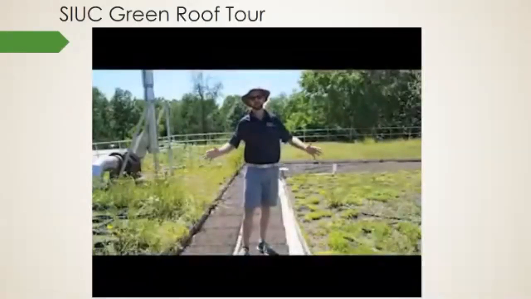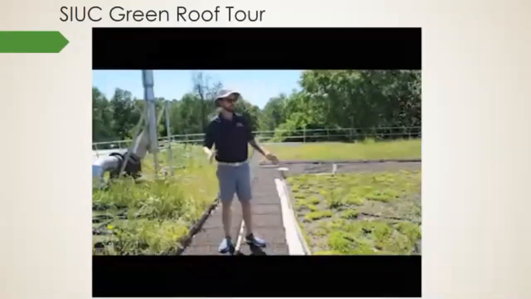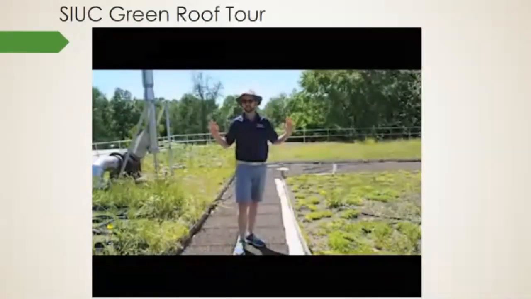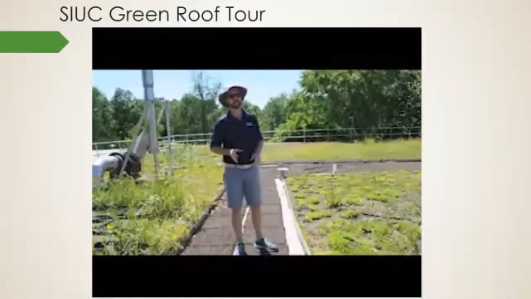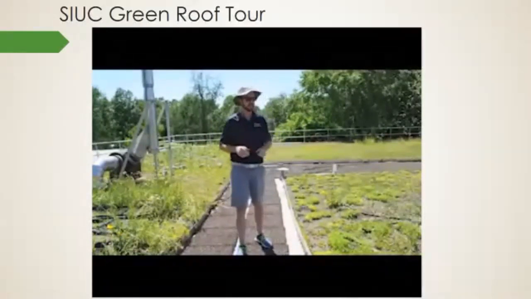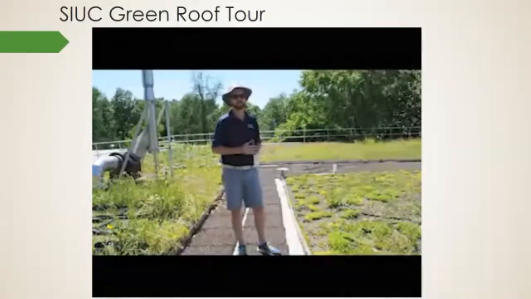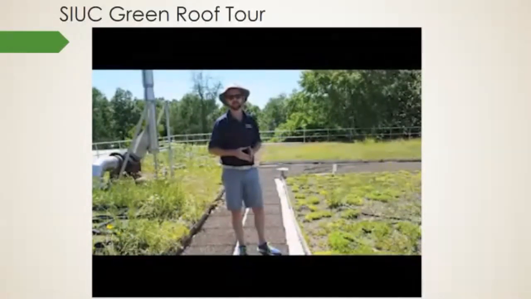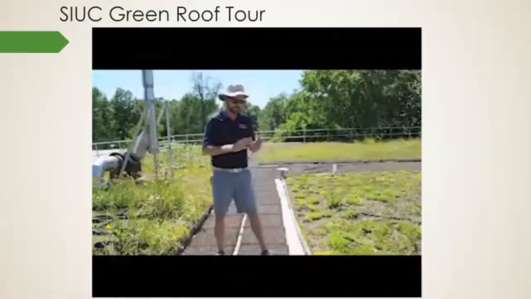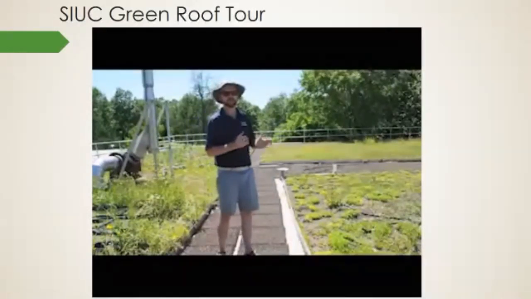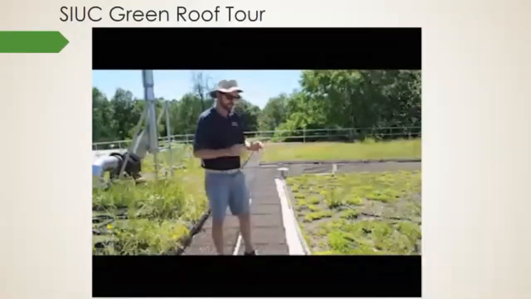All right, welcome up here to the green roof, and this is an extensive green roof. I do apologize for the noise today. So this is an extensive green roof, which means it's going to be pretty shallow. Extensive green roofs are typically only 6 inches deep, and this one is no more than 4 or 5 inches deep at the deepest points.